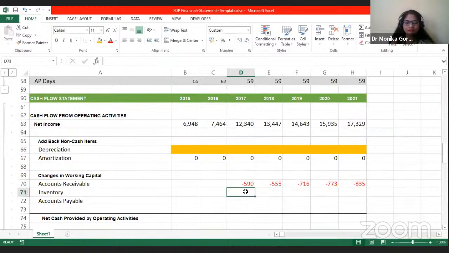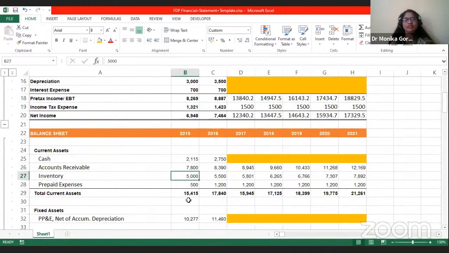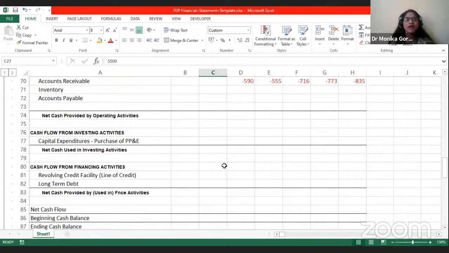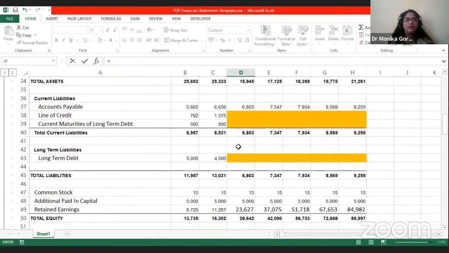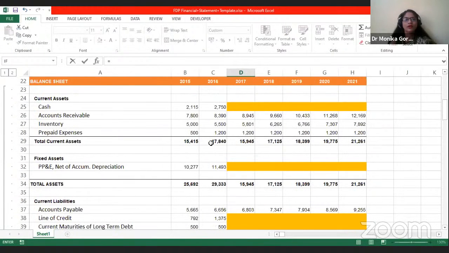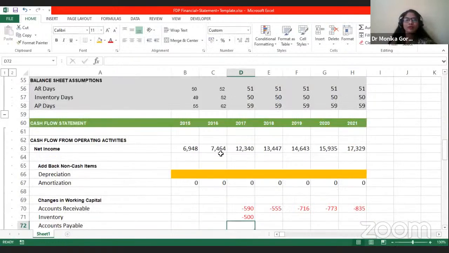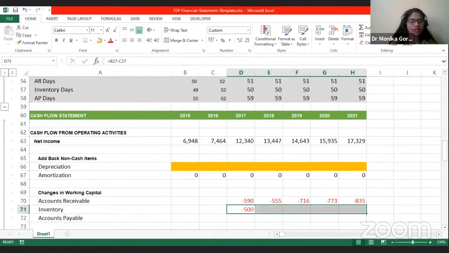Okay, same thing when we talk about inventory. Inventory I'm going to get in my balance sheet current asset. So previously it was 5,000 in 2015, in 2016 it was 5,500. So what I'll do again is equal to previous year minus current year. I'll come to know that it has increased by 500. Shift left, Control R.